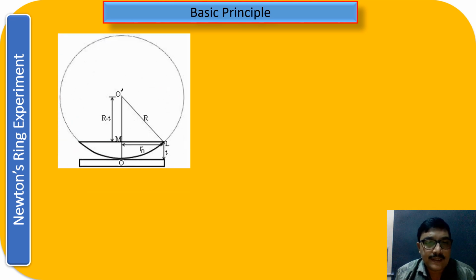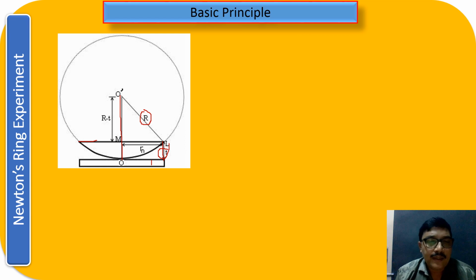See this here, you can see a plano convex lens. It's a part of a sphere. The plano convex lens is a part of a sphere, right? So what are you estimating? You are estimating the radius of curvature of the plano convex lens. Here you have a glass plate. Between the plano convex lens and the glass plate there is air. What is t here? Thickness of the air film, correct? And what is R here? Radius of the plano convex lens, right?